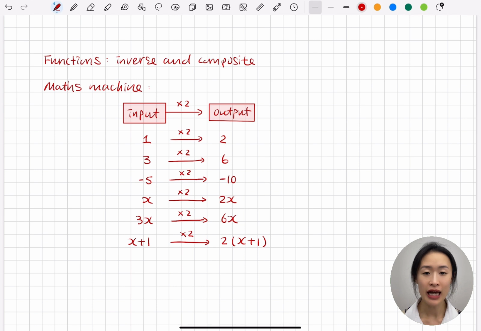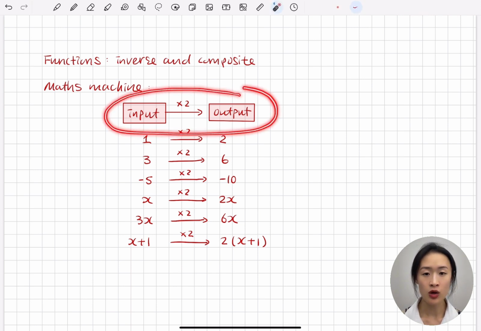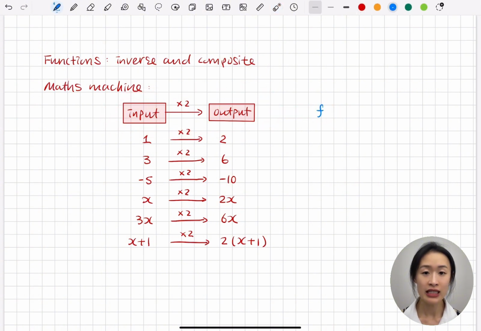In maths, what we can do is to write this maths machine using functions. So I will just call my function f. And what f does is take x in and output 2x. Now, this doesn't mean that all the f function will be doing this. So f function could be taking in 2 and output x plus 2. It depends on the question.